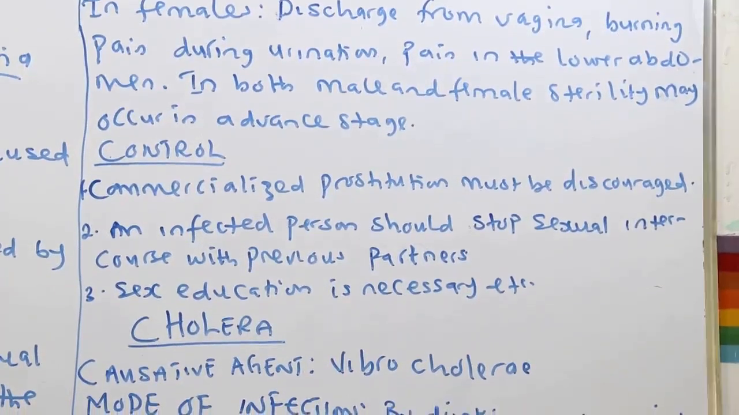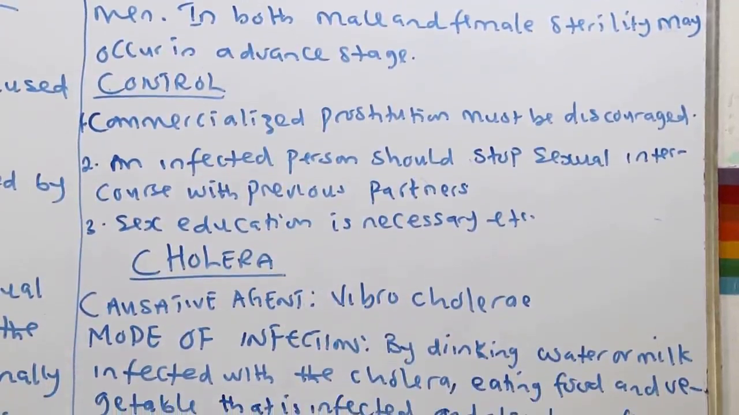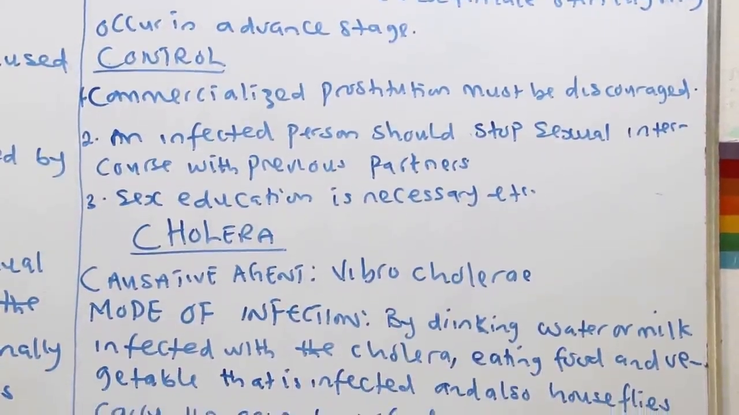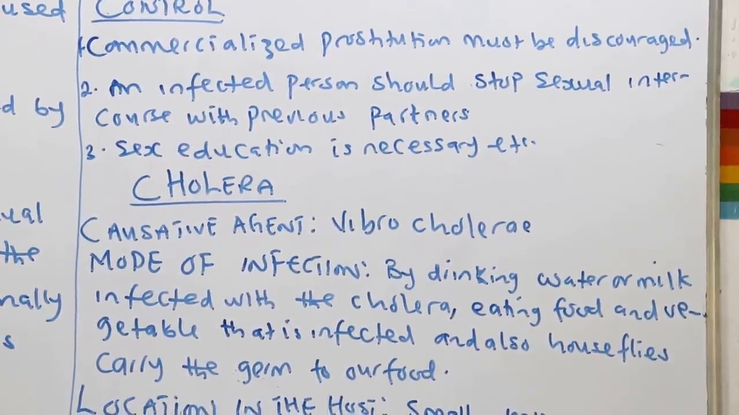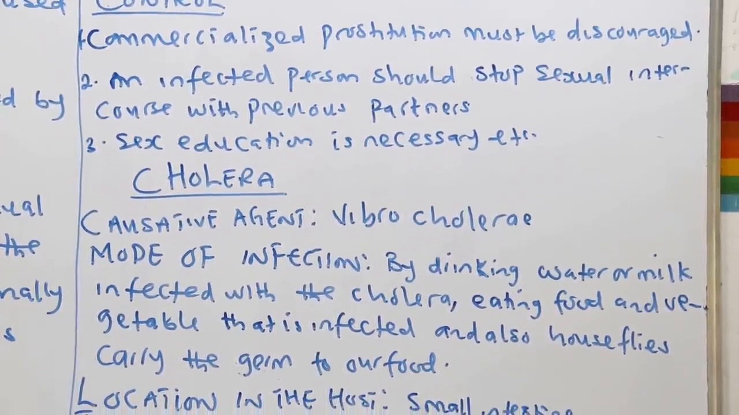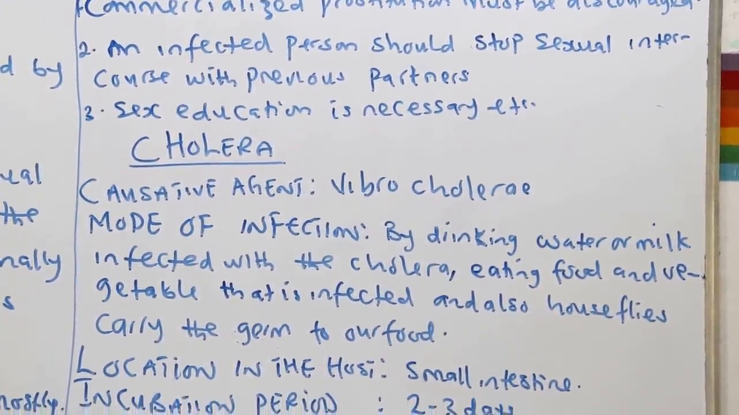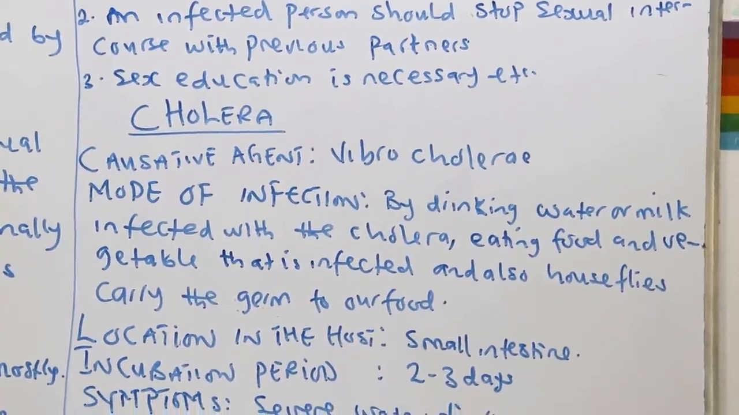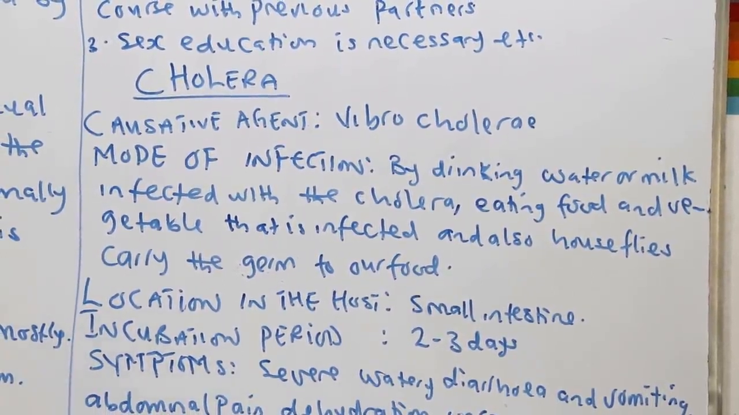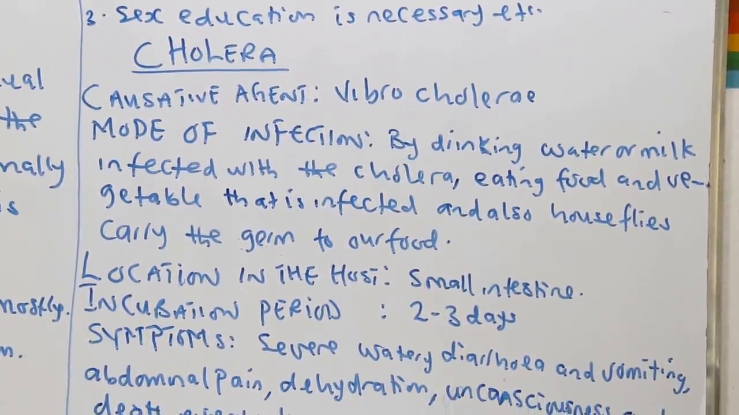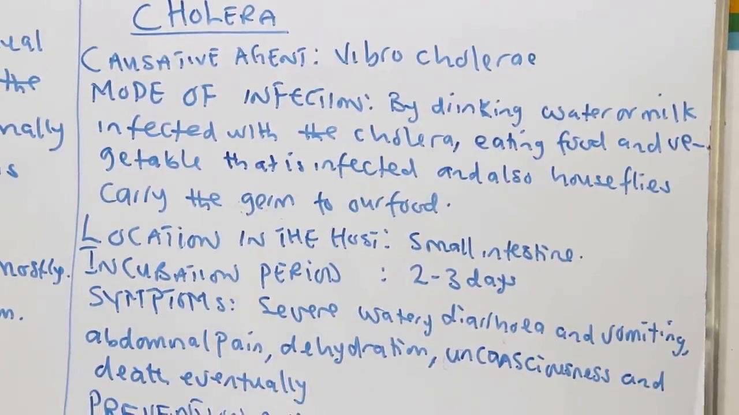And then control. How do we control this gonorrhea? Because we said it's an STD, a sexually transmitted disease. First control there, we have commercialized prostitution must be discouraged, because as long as you keep sleeping with different individuals, you pick the bacteria and then you keep transferring to people that are not infected. And then number two, an infected person should stop having sexual intercourse with the previous partners, because the person who had sex with the last one already had the infection.